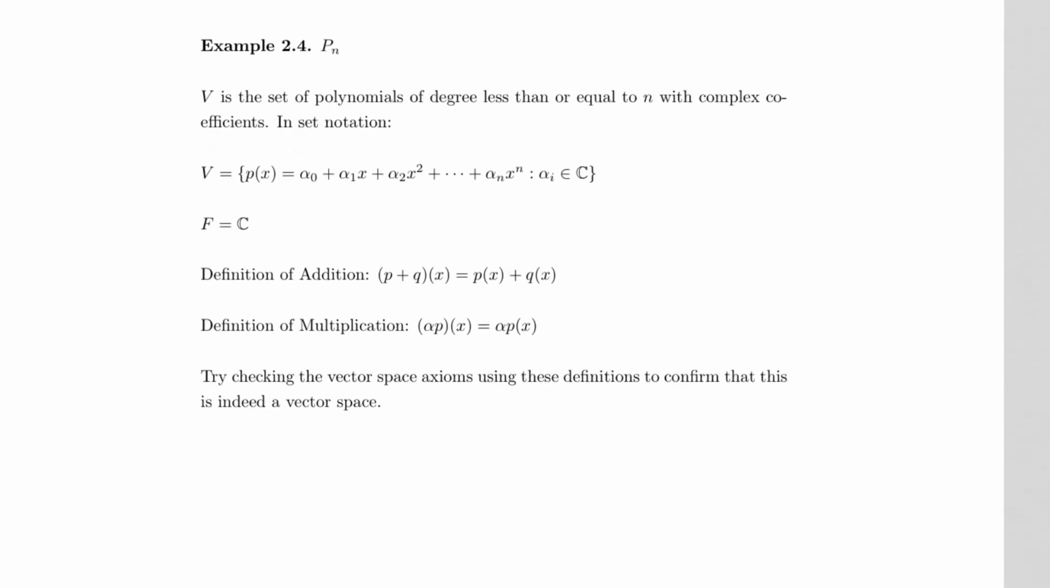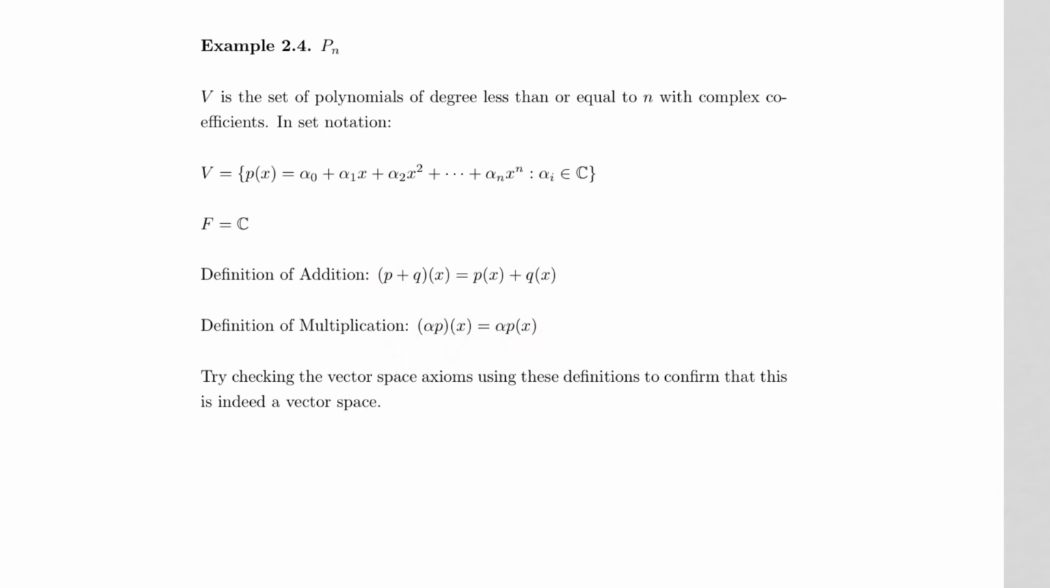Our last common vector space example is Pn. And Pn is similar to Cn, but instead of column vectors, we have polynomials. So in this example, v is the set of polynomials of degree less than or equal to n with complex coefficients. So in set notation, we can write v like this: p of x, and this is a polynomial function, say from calculus, alpha 0 plus alpha 1 x plus alpha 2 x squared plus alpha 3 x cubed, etc., up to alpha n x to the n, where the alphas are complex numbers. The field is C. The definition of addition is here, multiplication is here.